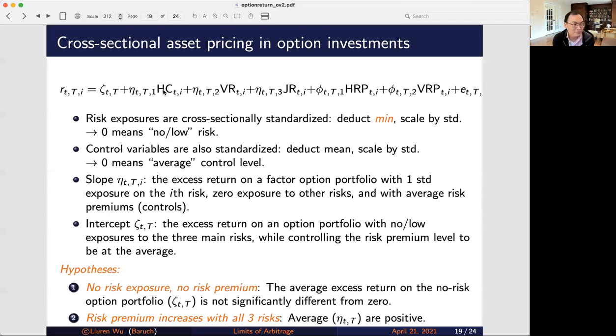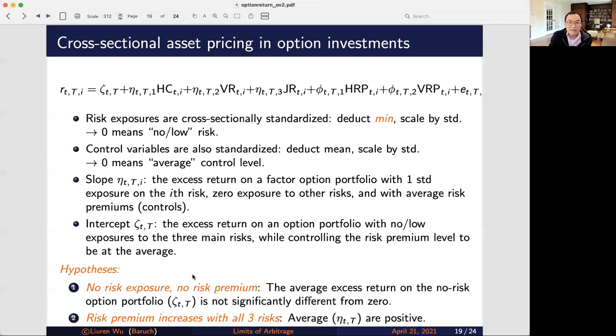Hedging cost is very low, right? Because these things are all positive, I didn't centralize to the middle, but to the minimum number, so that when HC, VR, JR are all very low, that means the underlying stock is very liquid. There's no volatility risk. Vol doesn't change much. There's no jump risk, right? But for these two risk premiums, I standardize them the standard way. With this standardization, the intercept has some meaning: the expected average return when the underlying stock is super liquid and has no vol risk and no jump risk. So I can test that hypothesis.